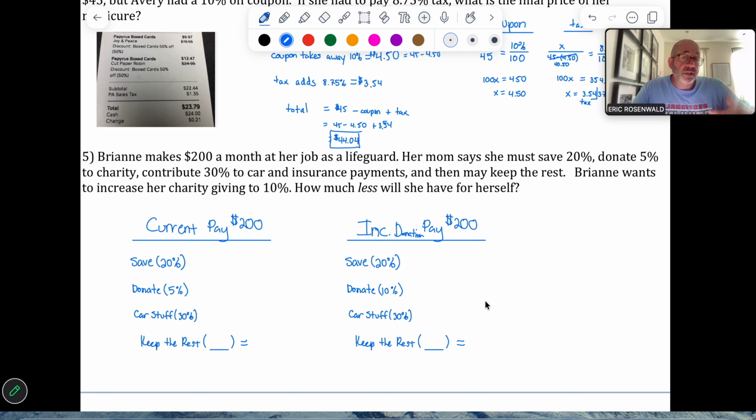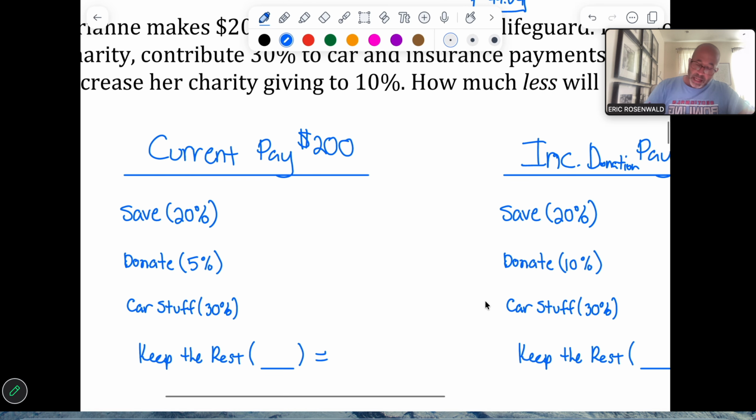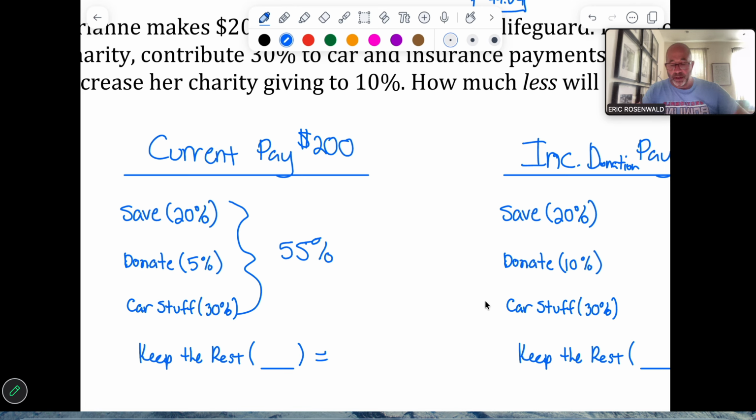Instead of sitting here calculating how much is going to be saved and how much is going to be donated and how much is going to be put into car stuff, here's what we know. If I take all of these and put them together, she is going to be putting in 20, 5, and 30. So she's going to have 55% of her money tied up in something. Okay? 55% is going to be tied up in savings, donations, and car stuff, right?